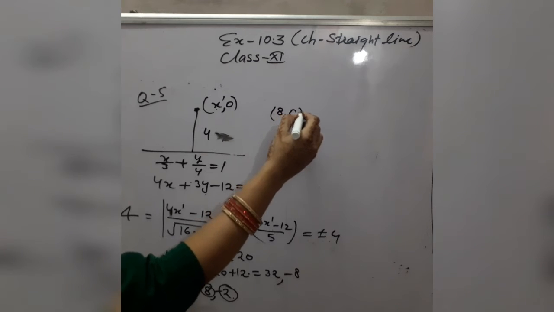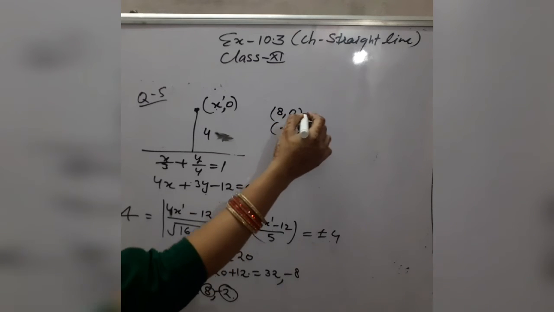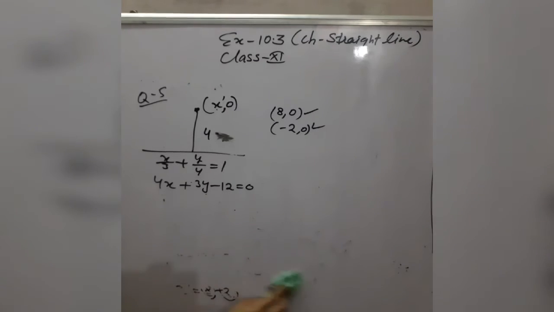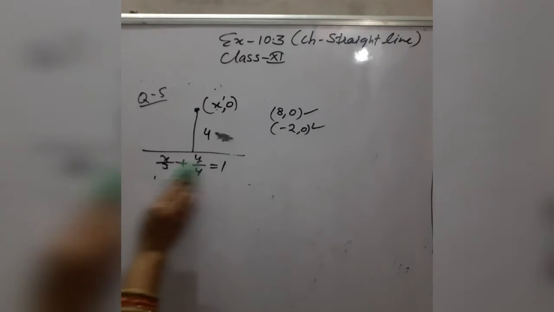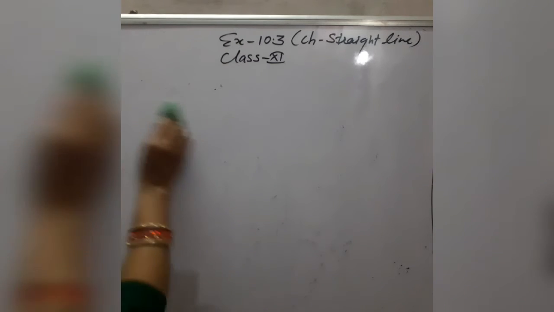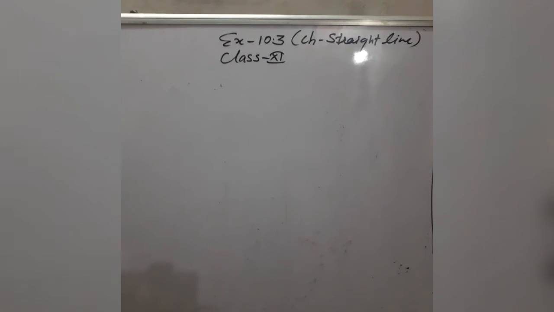First point is (8, 0), second is (-2, 0). These 2 points are at a distance of 4 units from the given line. So this is the answer. The same formula, distance of a point from the line, we have used in question number 5 also. The same formula is used in questions 4 and 5. Now see the next question, number 6.